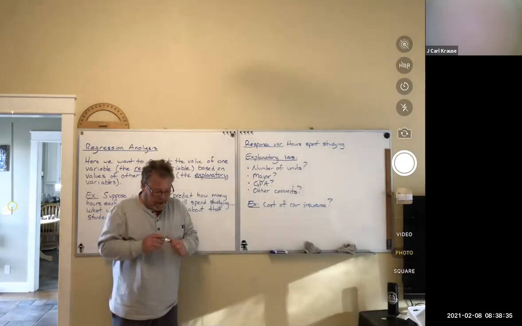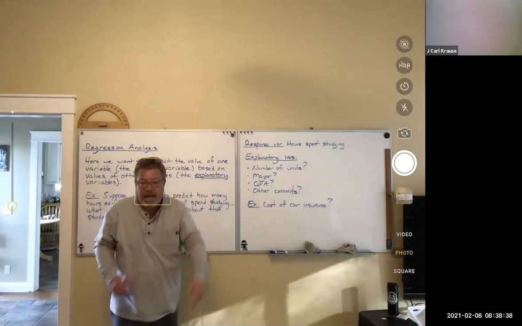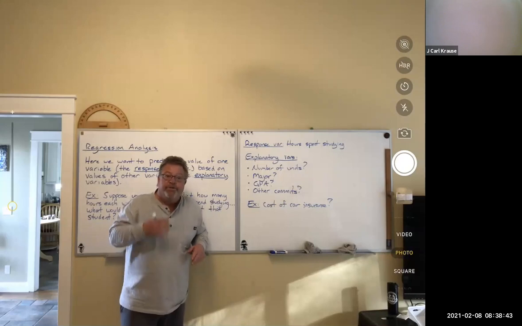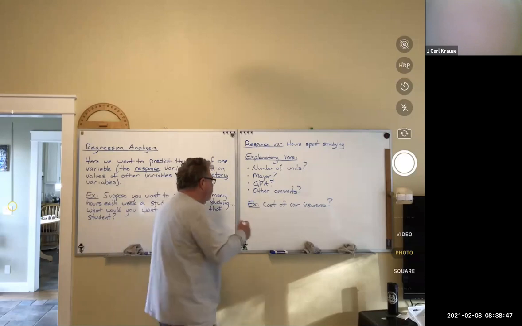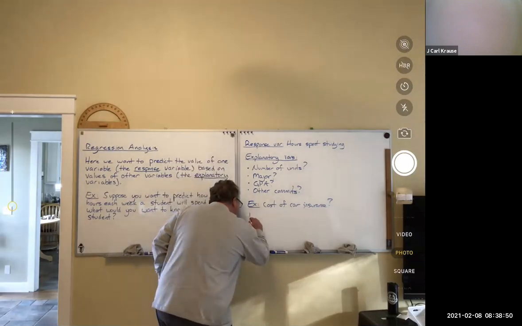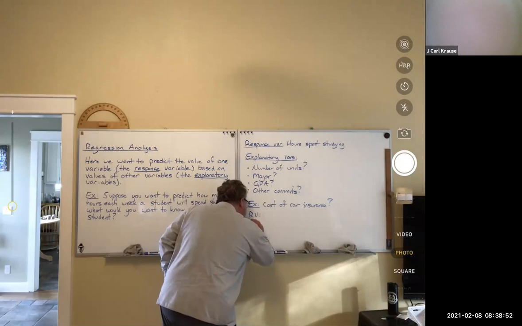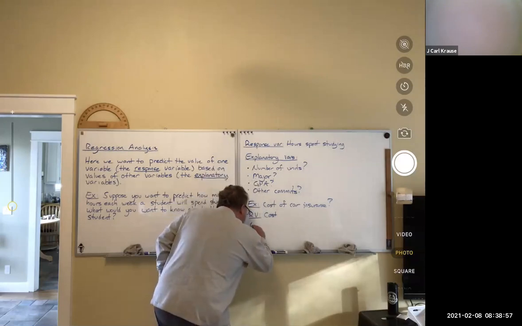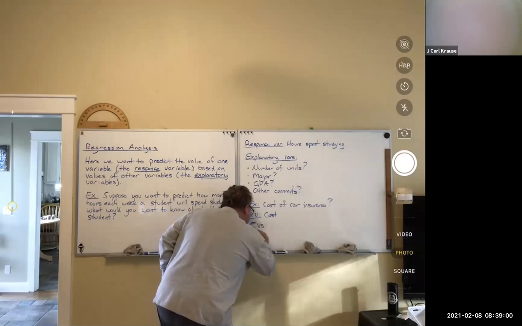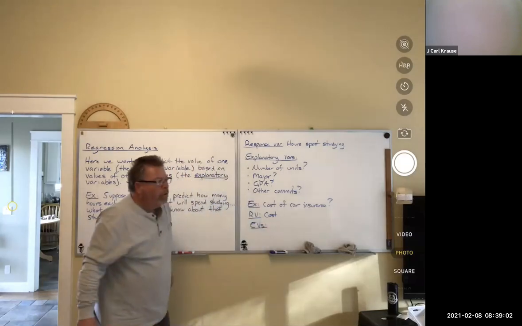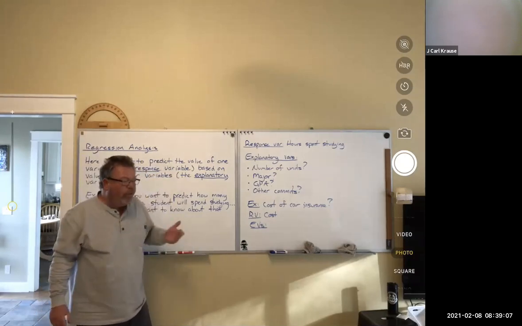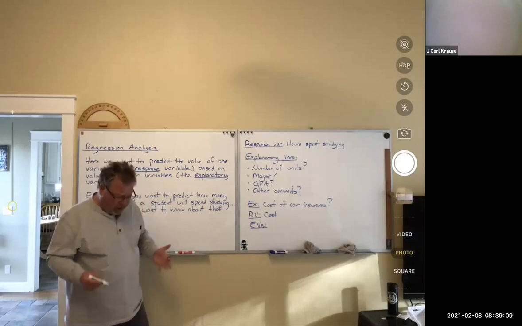If somebody's saying, well, I'm thinking about buying a car. I've never had a car before. I'm going to buy a car and I'm concerned about how much my insurance is going to cost. So our response variable, I'll just abbreviate it RV, is going to be the cost. And in terms of the explanatory variables, what are the things that influence or impact the cost of car insurance?